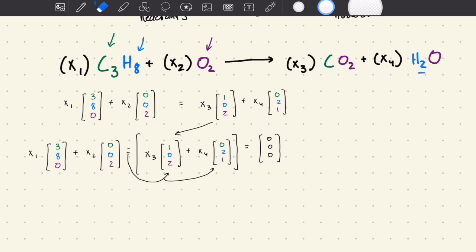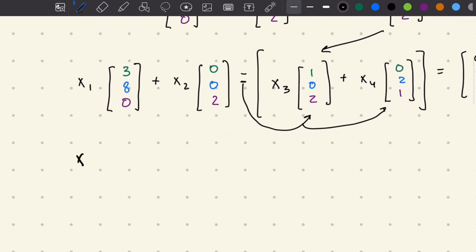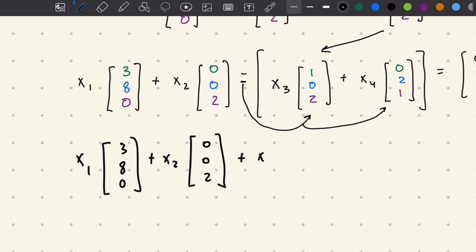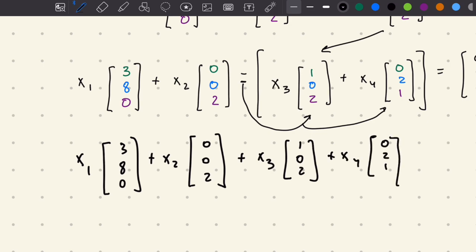And if you do that, your new situation is x1 times 3, 8, 0, plus x2 times 0, 0, 2, plus x3 times 1, 0, 2, plus x4 times 0, 2, 1. Except, remember, because this is negative, these terms are going to be negative. And all we did here is move the negative sign and distribute it within these terms to make sure the coefficient remains positive, but the vector became negative.